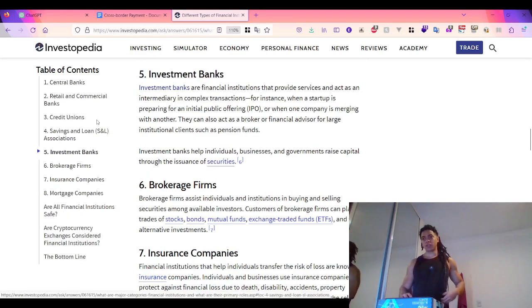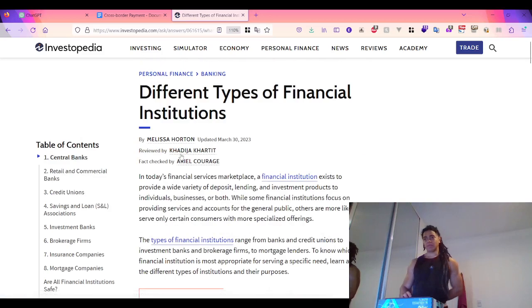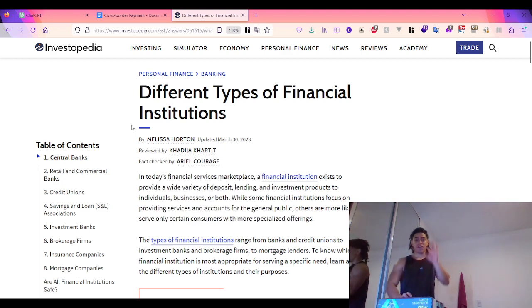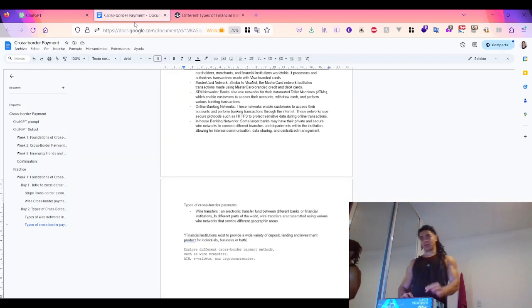But I just want to know the types of financial institutions. What are financial institutions after all? So financial institutions exist to provide a wide variety of deposit, lending, and investment products for individuals, businesses, or both.